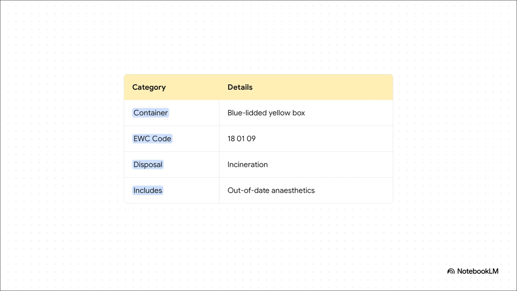And another color. Now we're talking about medicines like out-of-date local anesthetic. The container for this is a yellow box, and here's the key part, it has a blue lid. So, quick recap. Yellow lids for sharps, orange bags for infectious stuff, and now blue lids for these specific medicines. You've got to know the colors.